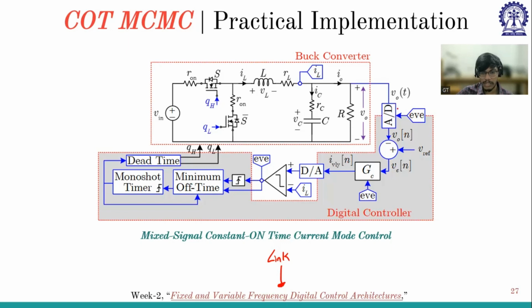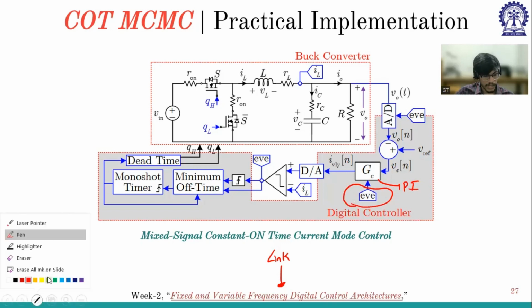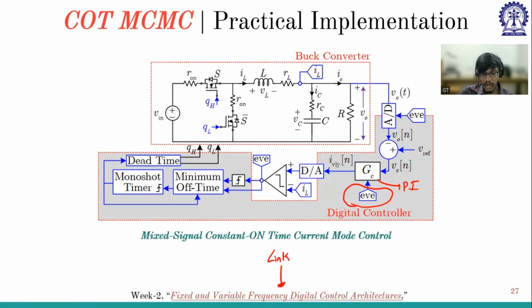But to summarize, we have an analog to digital converter, and then the output is subtracted from the V reference, giving V error. Then we use a PI controller, and then we have discussed event based control. Why event based? Because it is variable frequency. All these aspects we have discussed in week 2 as well as week 3. And then it will give a value, because constant on time means it is a valley current mode control. We have also discussed this nomenclature and everything in week 2. So this is very crucial. If you still face some difficulty, I suggest you go through this week.